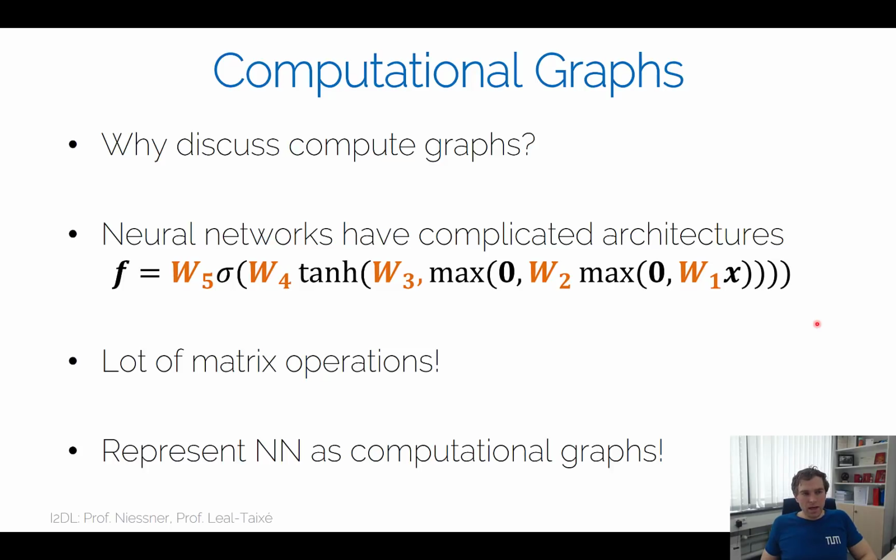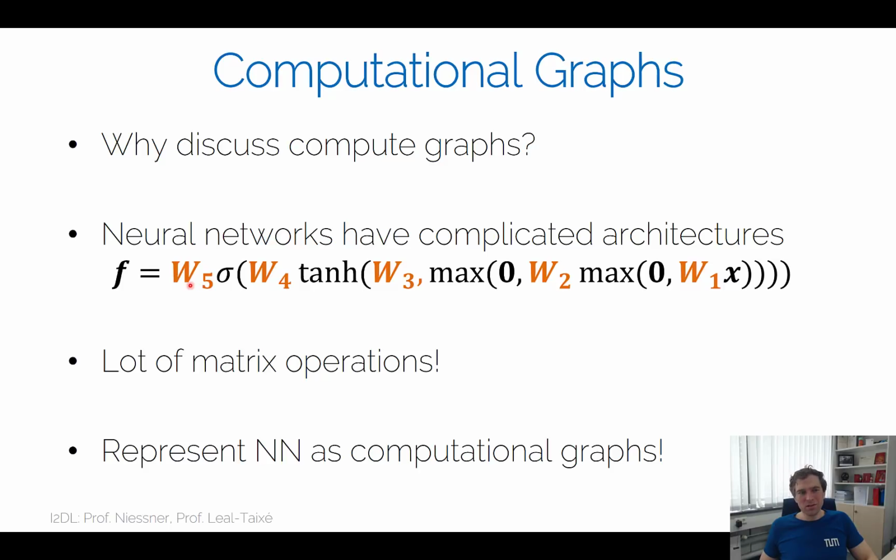So what we want to do now is abstract and conceptualize neural networks, like this nesting of these complicated functions, into compute graphs, right? So we have W1, W2, W3, W4, W5. We have these max functions, we have a tanh function, we have a sigmoid, and so on. There's a lot of matrix operations, as you can already see. This is always a matrix operator here. This W is always a big matrix.